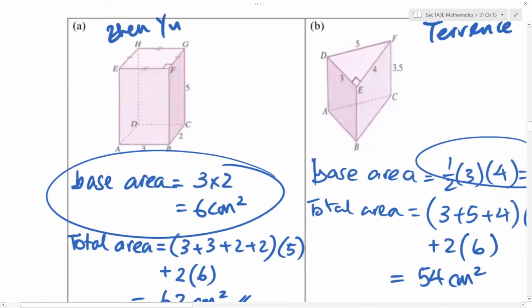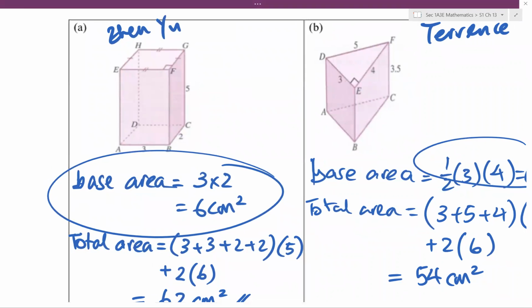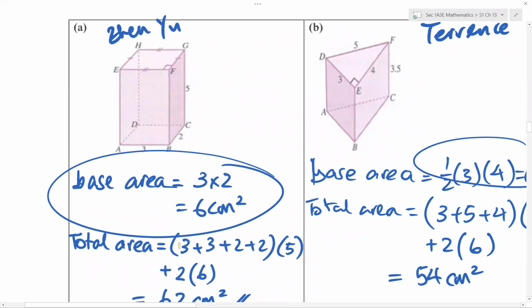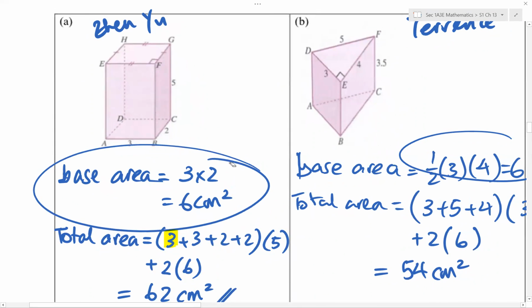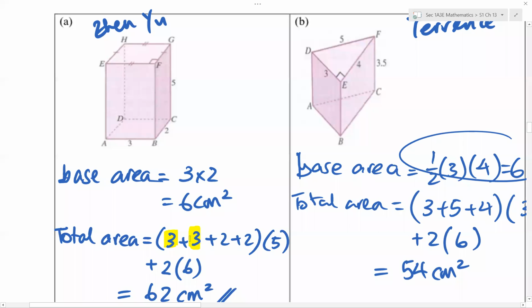Now I want you to stare closely at the first example by Zhen Yu. 3. Where's the 3, Aiman? Now look at my screen. Where is the 3 in the diagram? AB, good. Where is this other 3? Yeah, you was Zhen Yu one. You gave me 3 plus 3. I wanted 3 plus 2 plus 3 plus 2.